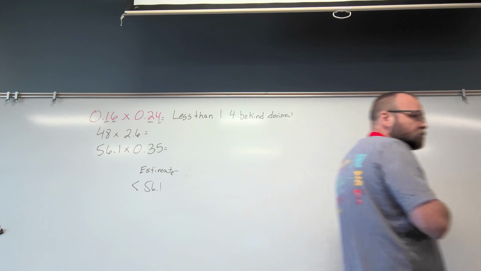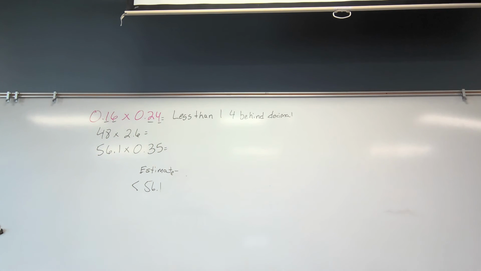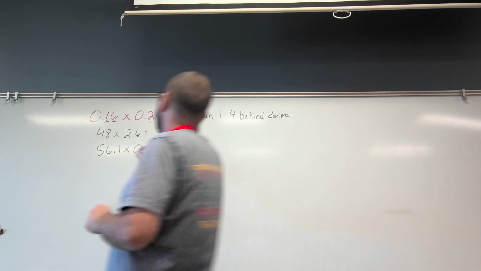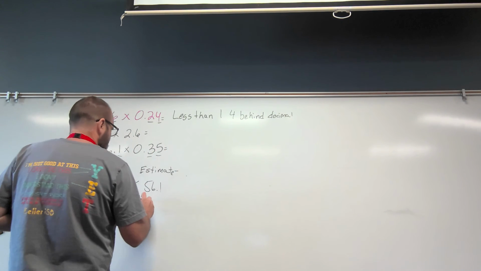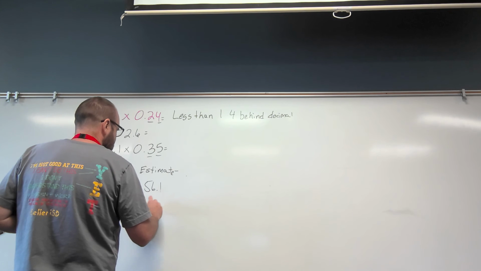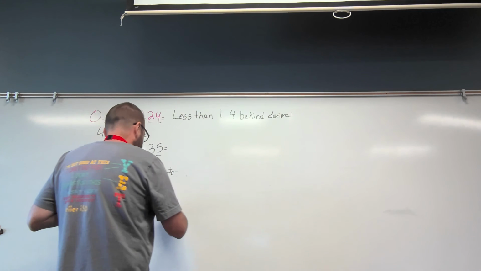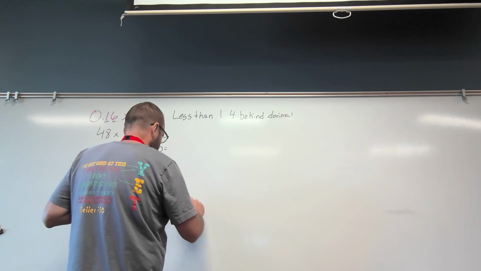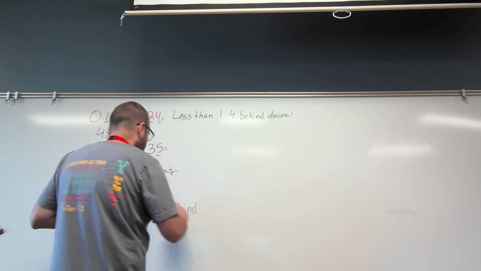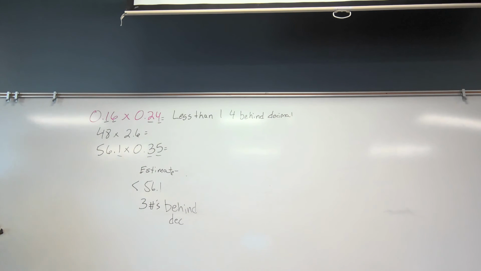It has to be less than 56 and 1/10. How many numbers, let's ask Eli, how many numbers are going to be behind the decimal point in that problem? 3. Because I have 1, 2, 3. So 3 numbers behind the decimal. That's not hashtag, that's the number sign also back in the olden days. I know my answer is going to be less than 56 and 1/10.